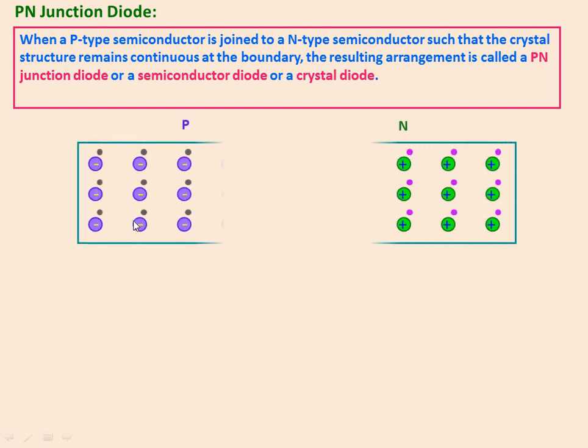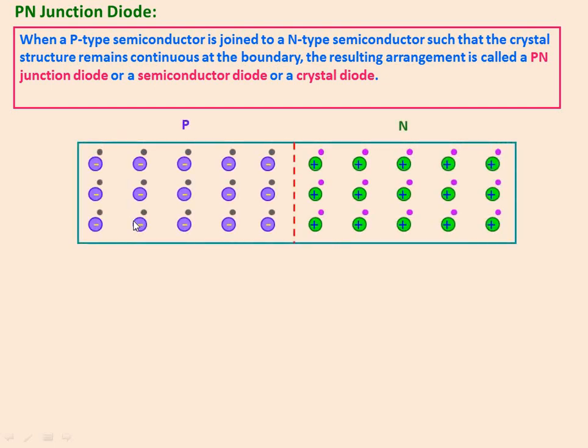So first of all, if we join a P type semiconductor and N type semiconductor such that the crystal structure remains continuous at the boundary, the resulting arrangement is called a PN junction diode, or a semiconductor diode, or a crystal diode. When you consider a single semiconductor crystal, we can dope it with either P type or N type. Suppose from one side I dope the same crystal with P type material and from the other side with N type material, the resultant crystal is nothing but the PN junction diode. Are you getting the point here?